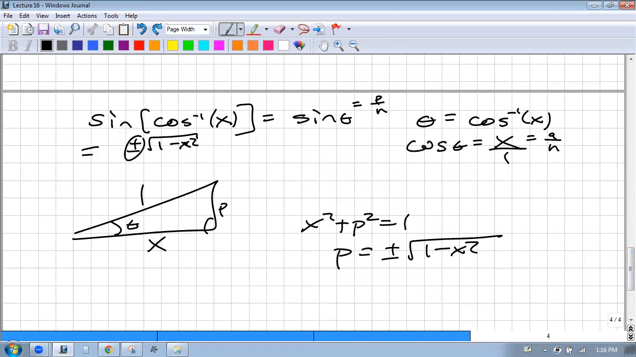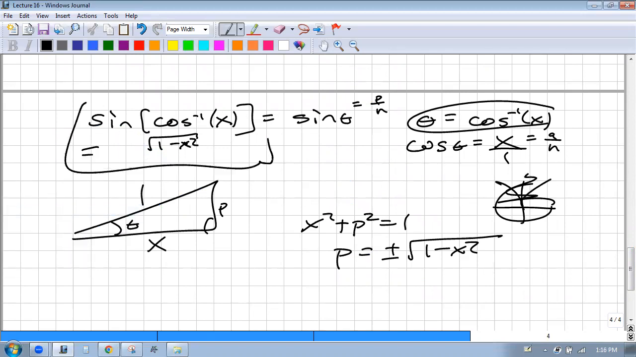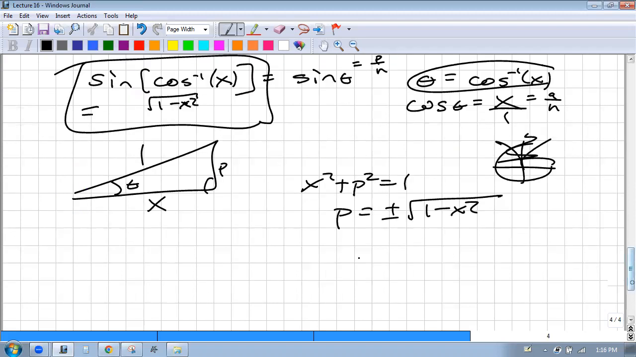Well, which is it, the positive or the negative? Well, again, cosine inverse is always up there, and sine is always positive up there, so we know it's the positive one. So there, I just did every single possible problem you can have like that. Does that make sense?